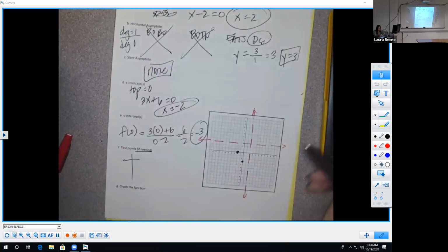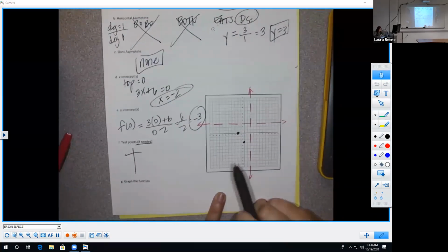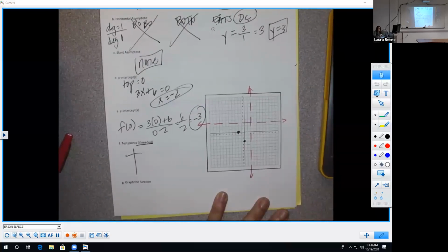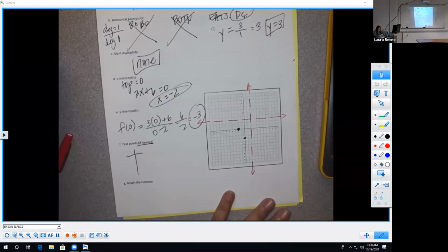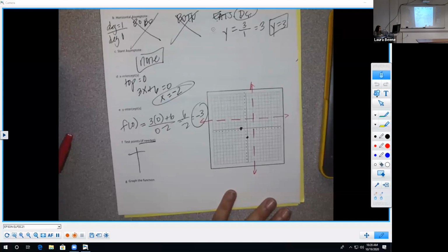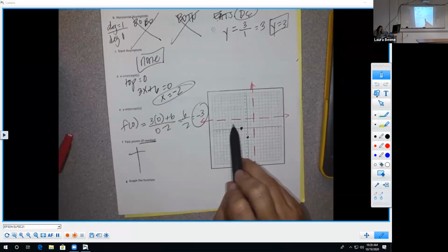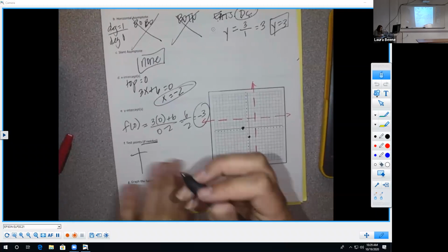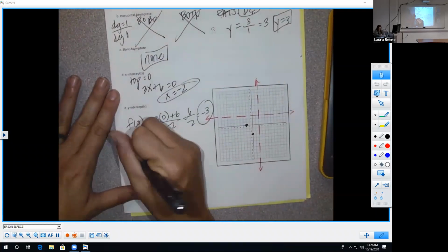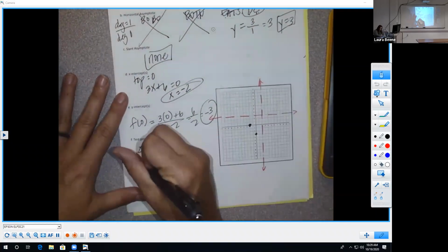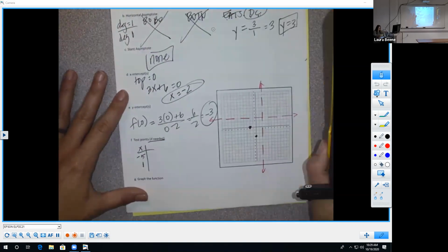Okay, so what numbers do I want to pick from here? I already have an x value of negative 2 and an x value of 0. So what else would I pick here? Whatever you feel like you're missing. Do you feel like you're missing something over here? Sure, let's pick negative 5. Do you want to figure out positive 1 to see where that's at? Sure, so pick positive 1.